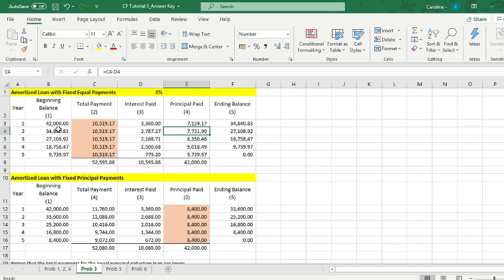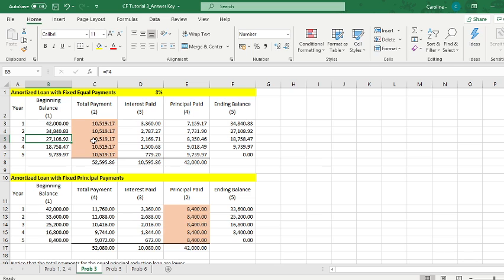And for the ending balance, it's the same as year 1. You need to subtract the principal paid from the beginning balance, and you get the amount of 27,108.92. Okay, the ending balance of year 2 will be the beginning balance of year 3.